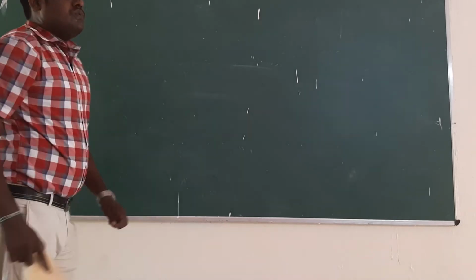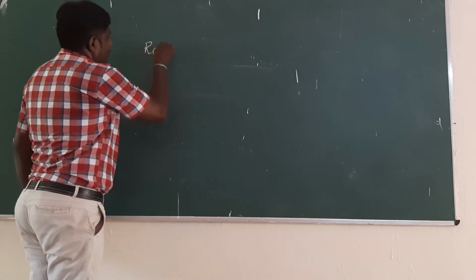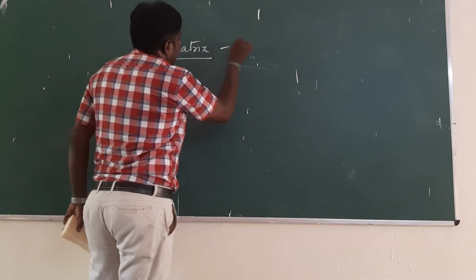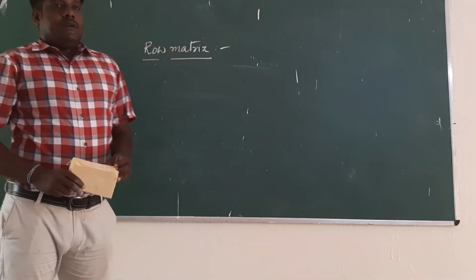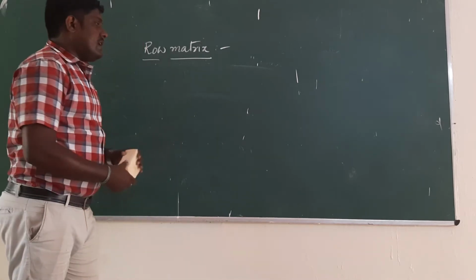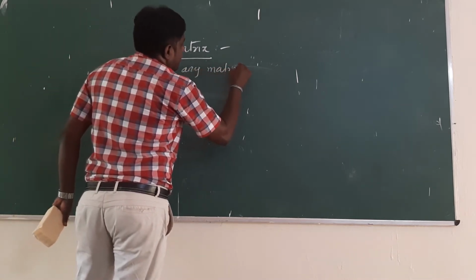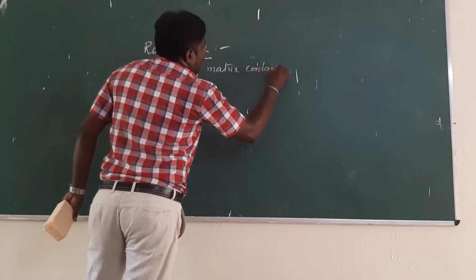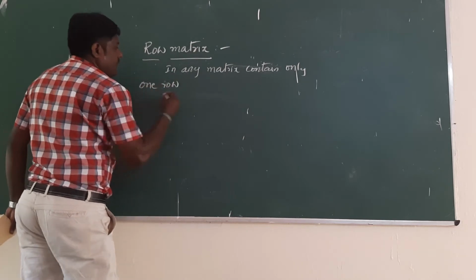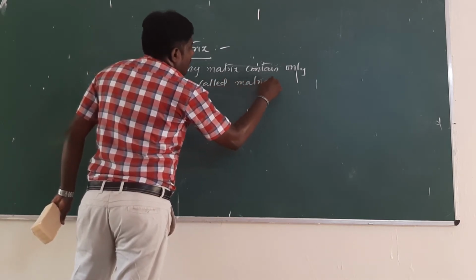The next type of matrix is the row matrix. A matrix that contains only one row is called a row matrix.